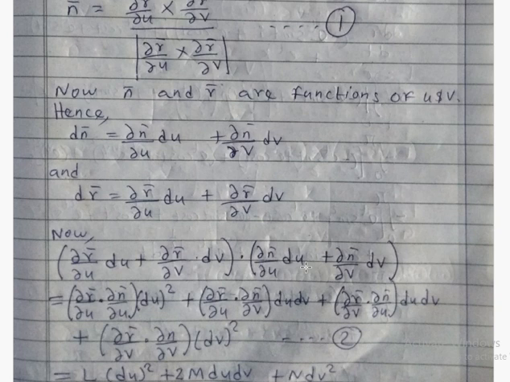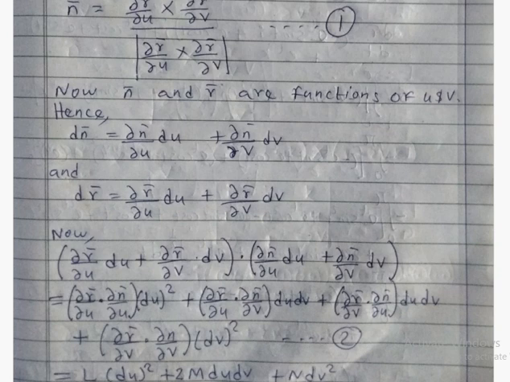Then if we expand this one, we are going to get partial r partial u dot partial n partial u, multiplied by the square of du, then plus partial r partial u dot partial n partial v multiplied by du dv, then plus partial r partial v dot partial n partial u times du dv, then plus partial r partial v dot partial n partial v, multiplied by the square of dv.